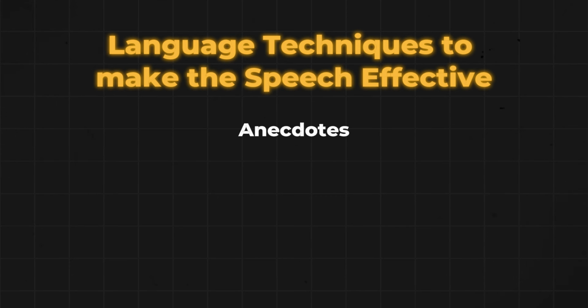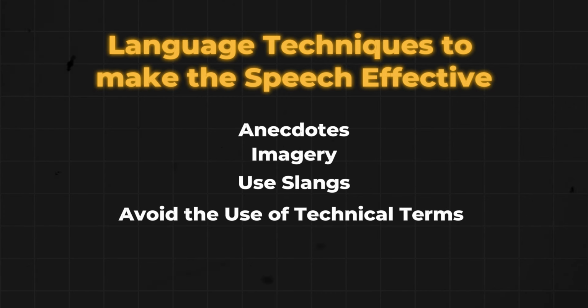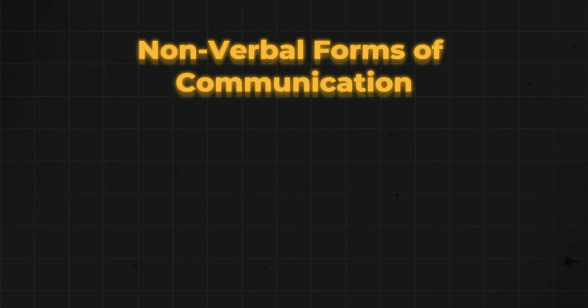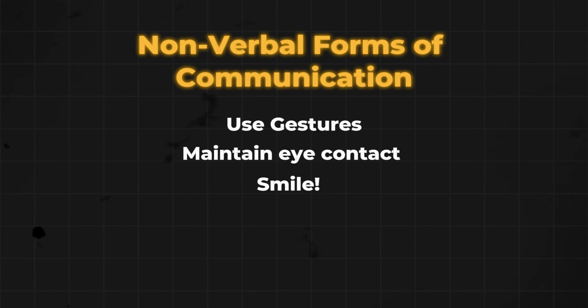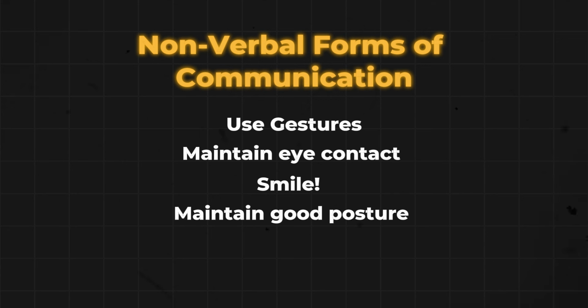When considering the language techniques, explore the use of anecdotes in your speech. Tell a story to get your point across. You also want to leverage imagery as an asset to paint a clear picture for your audience. Also, using slangs to resonate with the audience and avoiding the use of technical terms is very important. As for non-verbal forms of communication, consider body language. Use gestures, maintain eye contact in a non-creepy, comfortable way, and use smiles to connect with your audience during the speech. Hermes. I mean, if you get it, you get it.